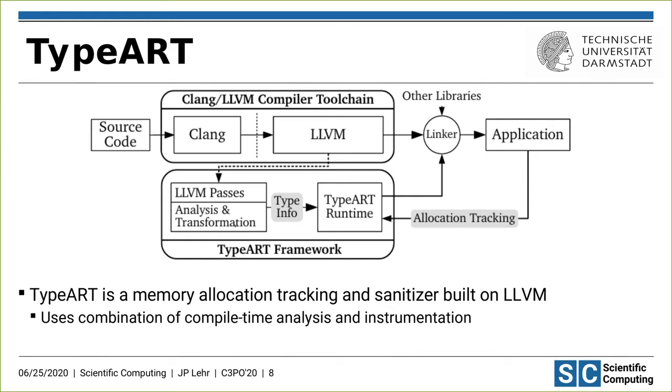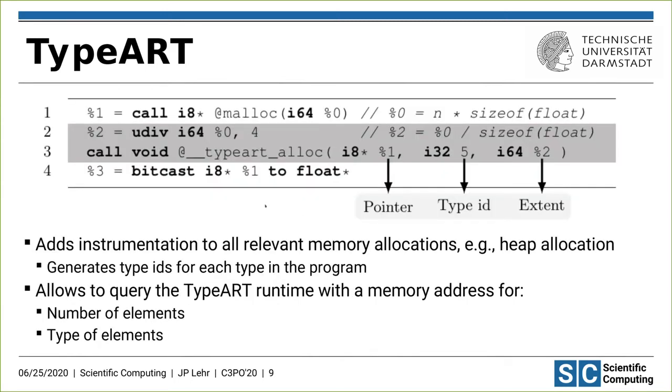And then in the transformation pass, we insert instrumentation calls to grab the different allocation sizes for the different memory regions. And then at runtime, the application, through the instrumentation, does allocation tracking, and we can query the runtime for information about the different memory regions. So the instrumentation that we insert looks like this.